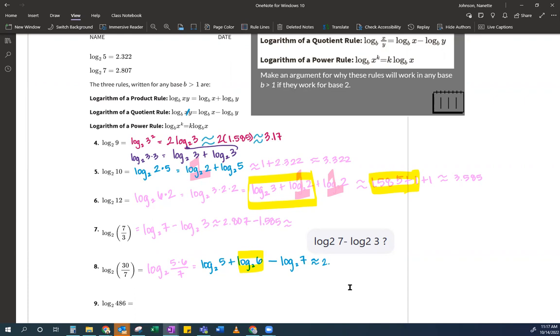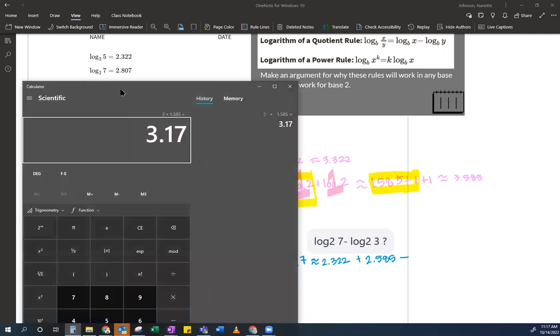Log base 2 of 6 is 2.585. Minus log base 2 of 7, which is 2.807, which again, my handy dandy calculator is going to help me so I don't have to think about this. I think you guys are good on decimal calculations. Minus 2.807. That's my answer, 2.1.